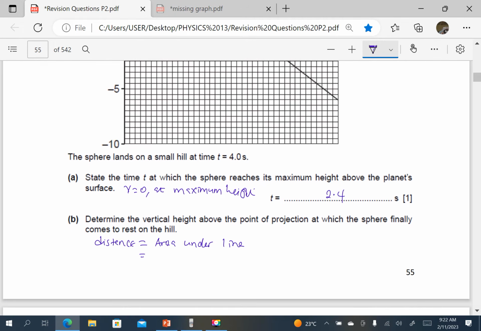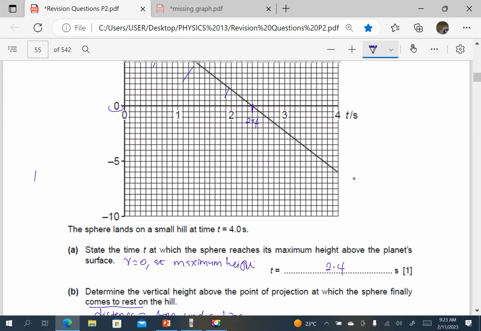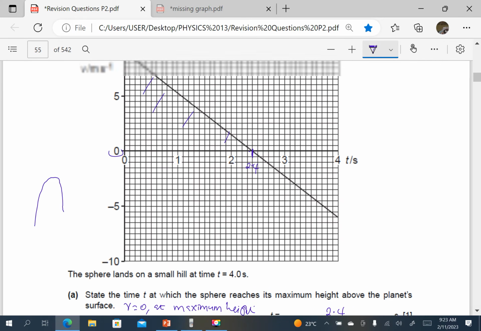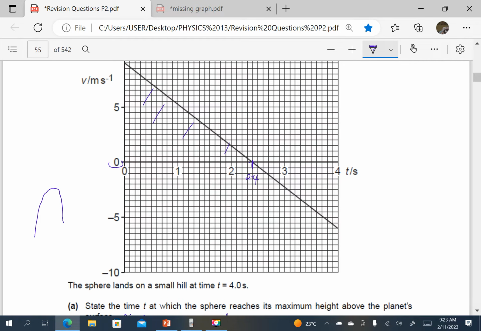Oh, sorry. We want the vertical height above the point of projection at which the sphere finally comes to rest, or finally lands. Remember, it moves upwards, reaches maximum height, then falls downwards. The area above is greater than the area below, so it doesn't reach back to the same point. So this is the distance we want.